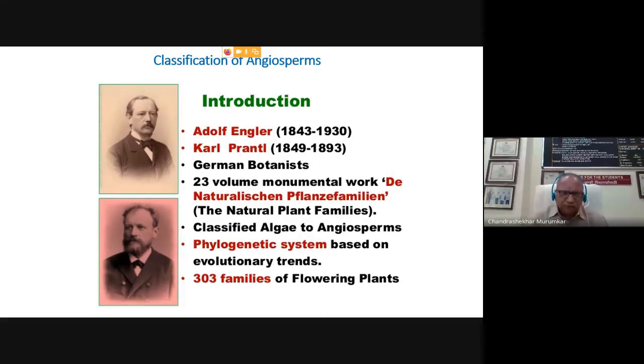Also, they tried to arrange the plants using the phylogenetic system of classification because they accepted Darwin's concept. And that's why this is the first true phylogenetic system of classification. Obviously, we studied the Engler and Prantl system of classification last time, so we'll go for an overview again. In the Engler and Prantl system, there were 303 families. The number of families was much higher because of the splitting of larger families.